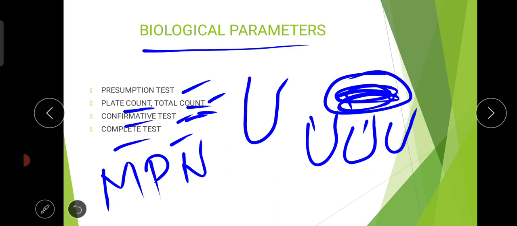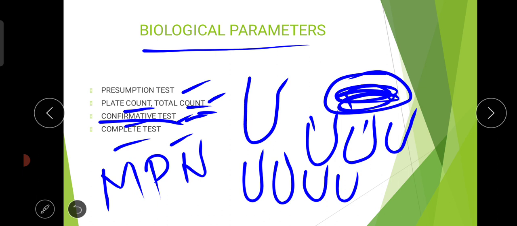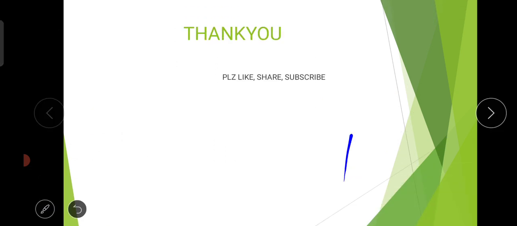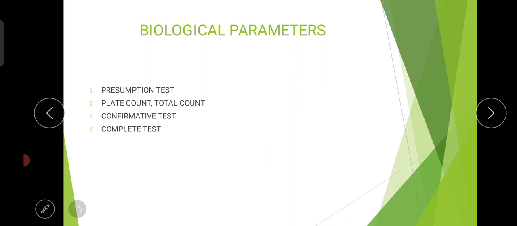In this most probable number test, we have to take 5 test tubes of lactose broth with different dilutions. For example, here you take 10 ml of water, or lactose broth with 10 ml of sample water. Here 1 ml of water. Next 0.1 ml of water. Like that, you take the different concentrations or different dilutions of water for the presumptive test. After the incubation period, you have to observe the gas formation.